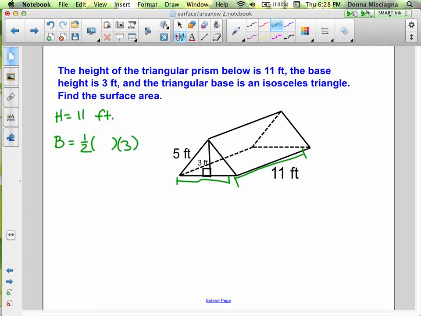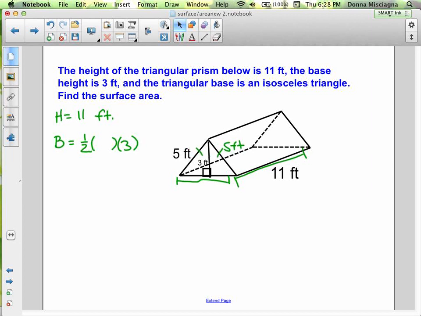The altitude is always perpendicular to the base. Now, it gives us a little hint here. It gives us a big hint. The triangular base is an isosceles triangle. So these two are congruent to one another. That's also 5 feet.